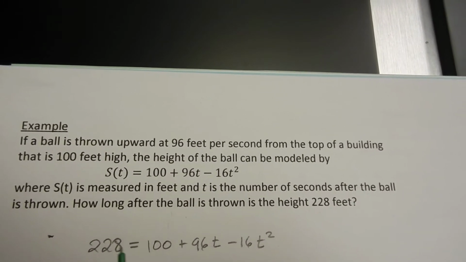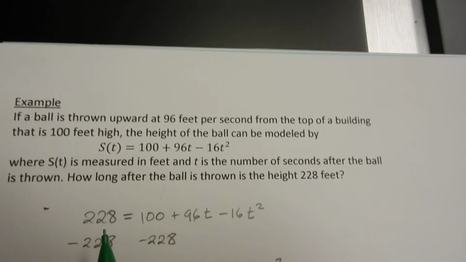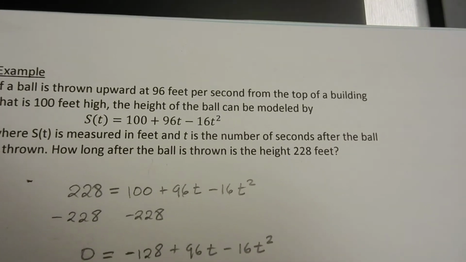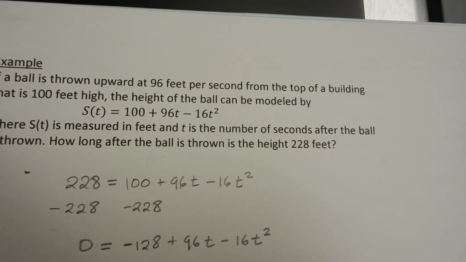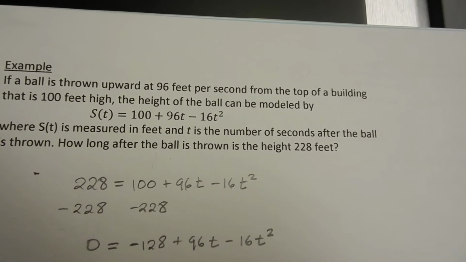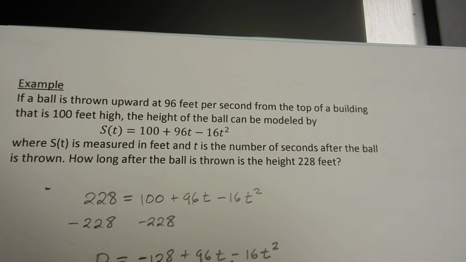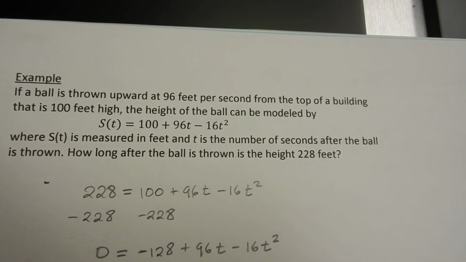In order to do that, we got to have 0 on one side, everything else on the other. So to do that, we got to subtract 228 from both sides. And if we do that, combine like terms on the right, we get 0 equals this value. And so now we're ready to use the quadratic formula. To do that, we need to recognize what our a value is. Here it's negative 16, our b is 96, and our c is negative 128.